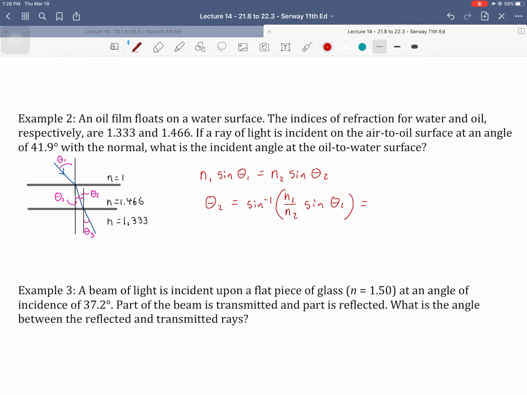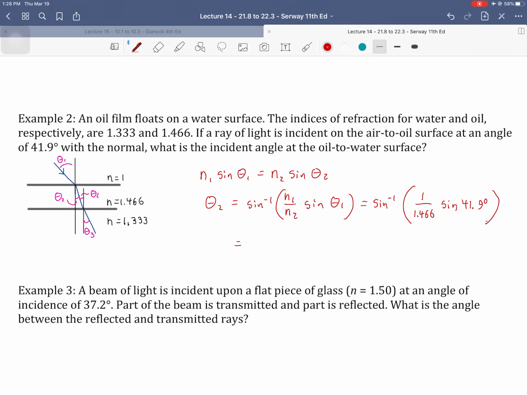Okay. And so let's see what we get. So that will be sine inverse. And then we'll have 1 over 1.466, and then times sine of 41.9 degrees. Okay.